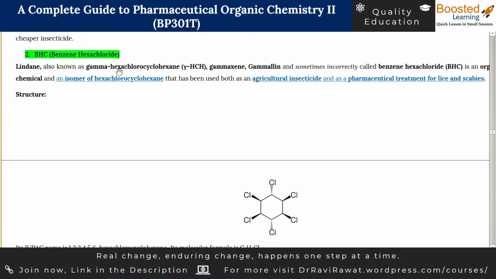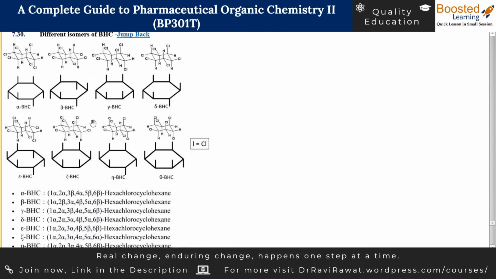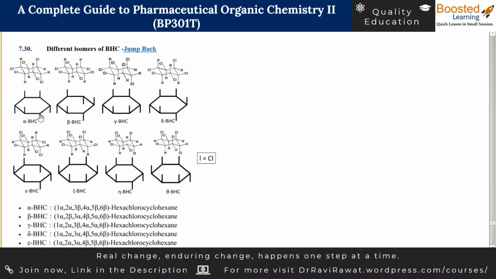The actual name is gamma hexachlorocyclohexane. This is the actual name for it. And in fact this is not just a simple one molecule, it is a family of molecules. You can see that all of these structures are benzene hexachloride, and what is of our use is gamma BHC, which is one compound out of the 8 compounds. So this is the compound that we use, but it is a family of 8 molecules.